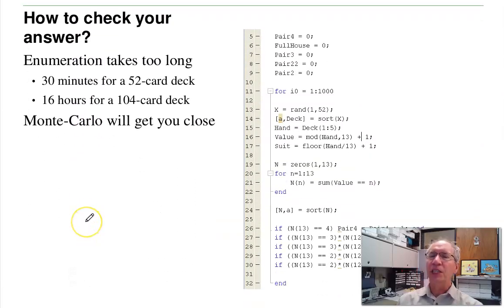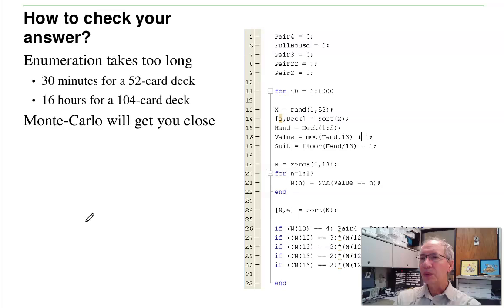Okay, so how do you check your answers? Well, enumeration just takes too darn long. If it takes 30 minutes for a 52-card deck, it's going to take 16 hours for a 104-card deck. So I can't do it that way to check my answers. I can do Monte Carlo.